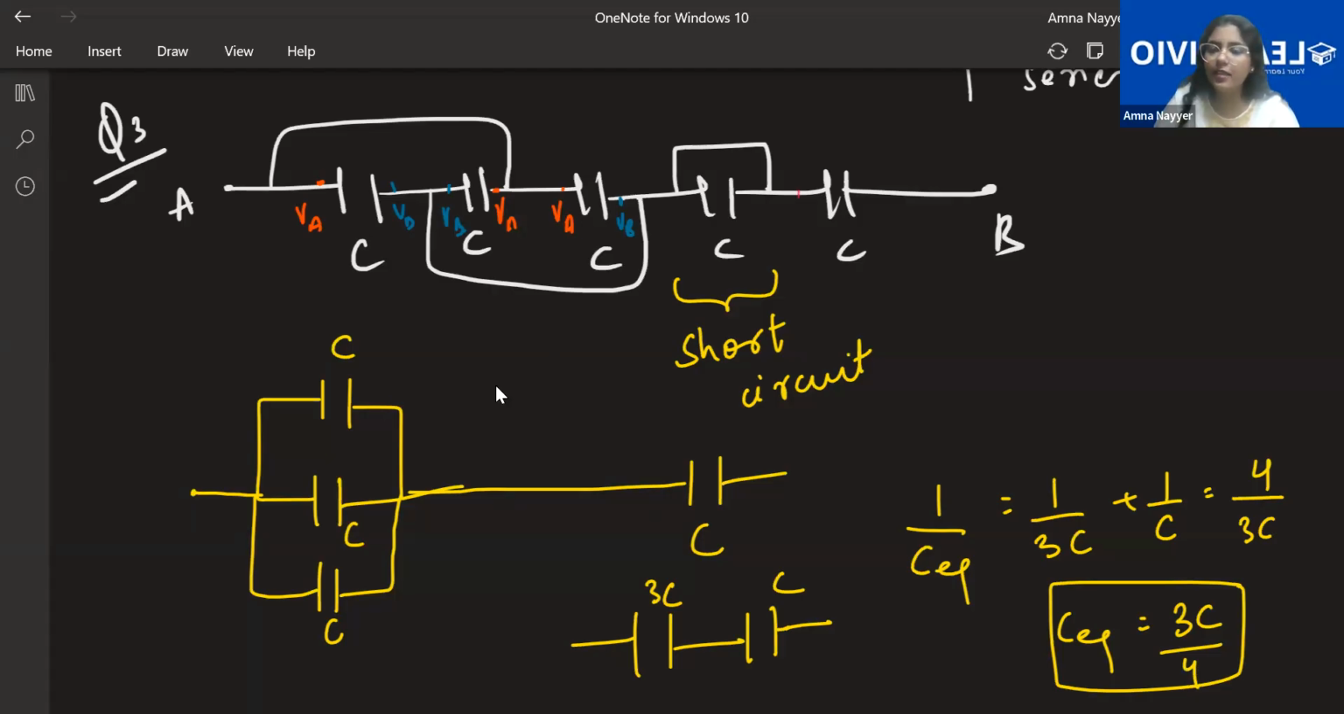All these three were connected in parallel, so I've put them in parallel and the resultant is 3C. This capacitor was left, so I have put it here. They were in series, so the answer is 3C by 4. First tell me class, is this clear?